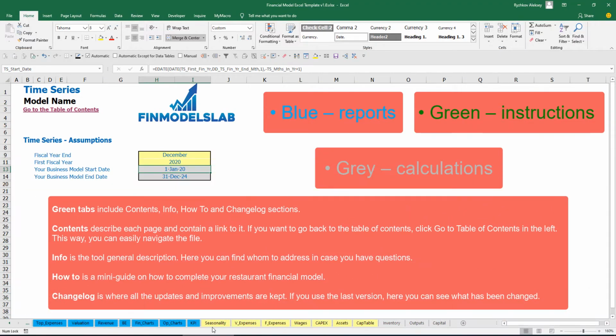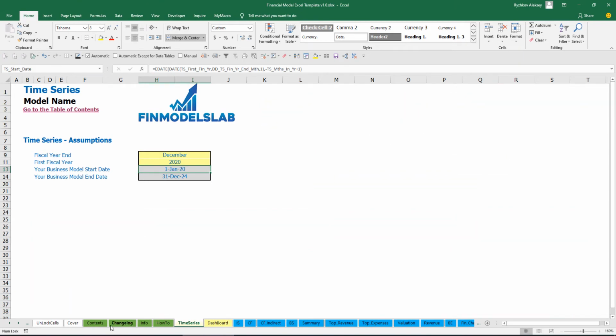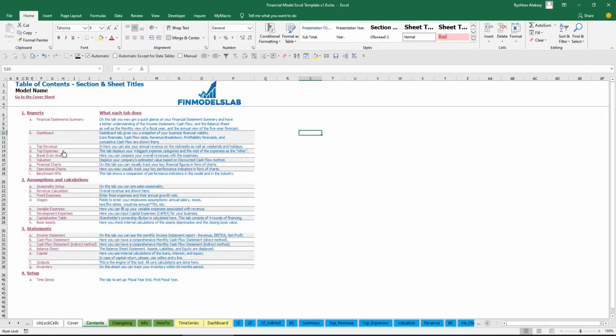reporting purposes. On the tabs without color, you have some extra calculations related to revenue, to debts, equity, inventory and everything which is needed for the reporting. Additionally, you have Contents tab, which allows you to navigate across the model very simply. So you may click on any report and you can go back. It is broken down by reports, assumptions, statements and setup.